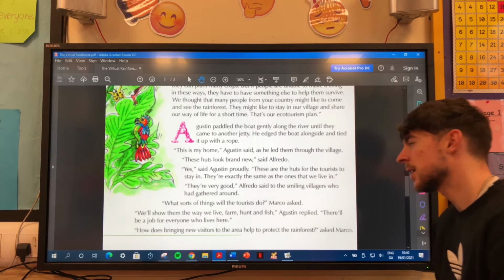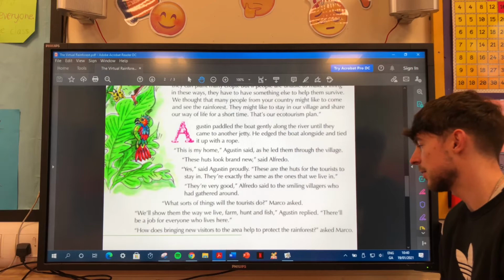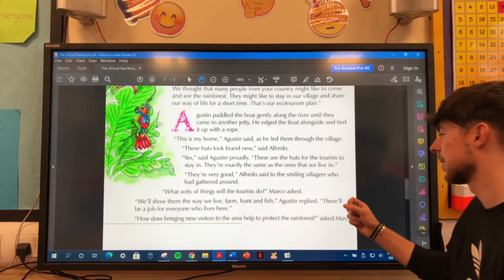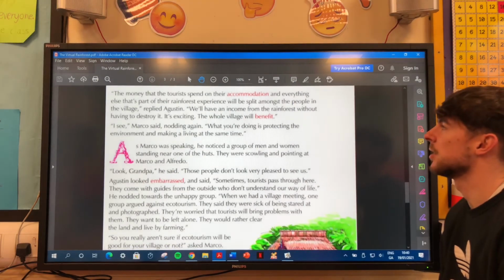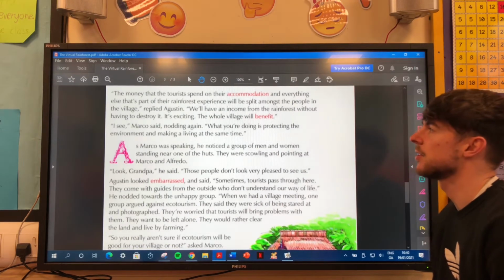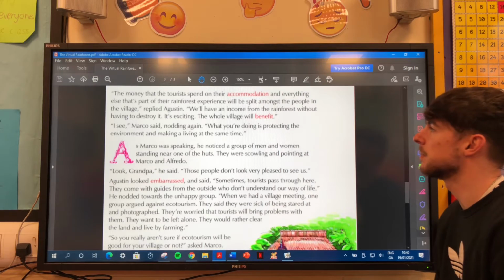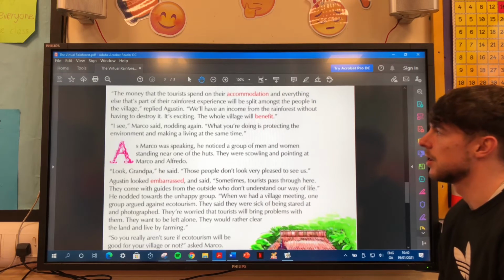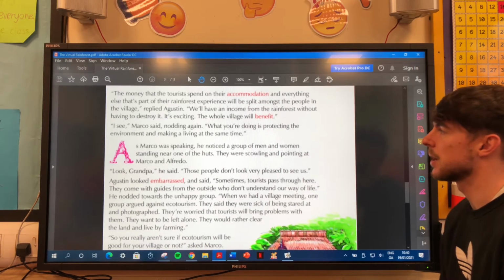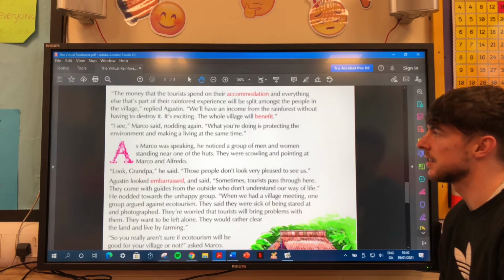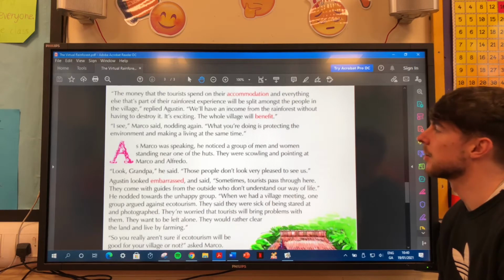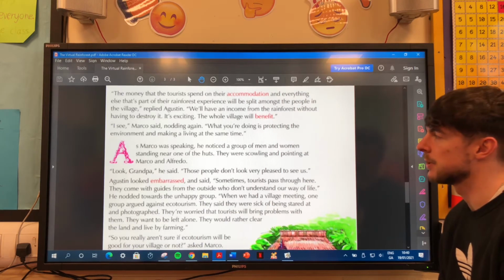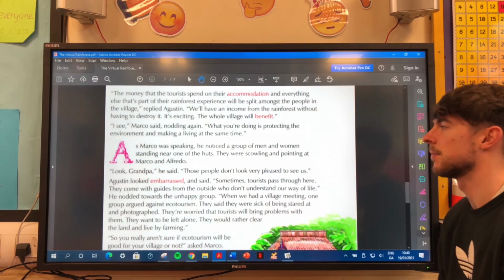"How does bringing new visitors to the area help to protect the rainforest?" asked Marco. "The money that the tourists spend on their accommodation and everything else that's part of the rainforest experience will be split amongst the people in the village," replied Augustin. "We'll have an income from the rainforest without having to destroy it. It's exciting. The whole village will benefit." "I see," Marco said, nodding again. "What you're doing is protecting the environment and making a living at the same time."